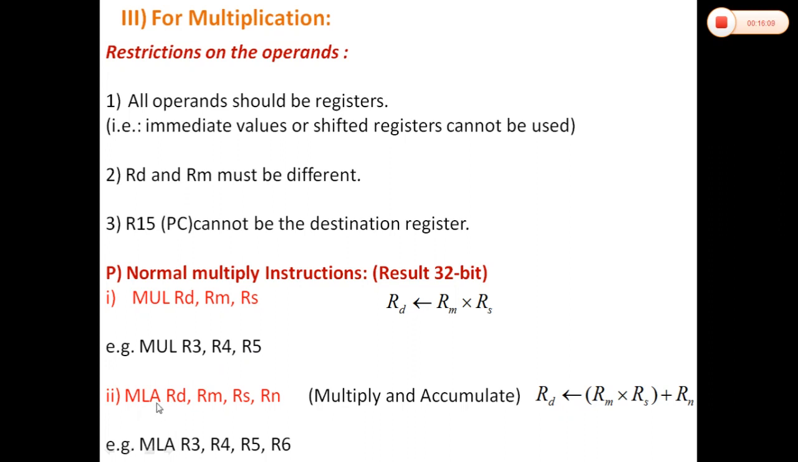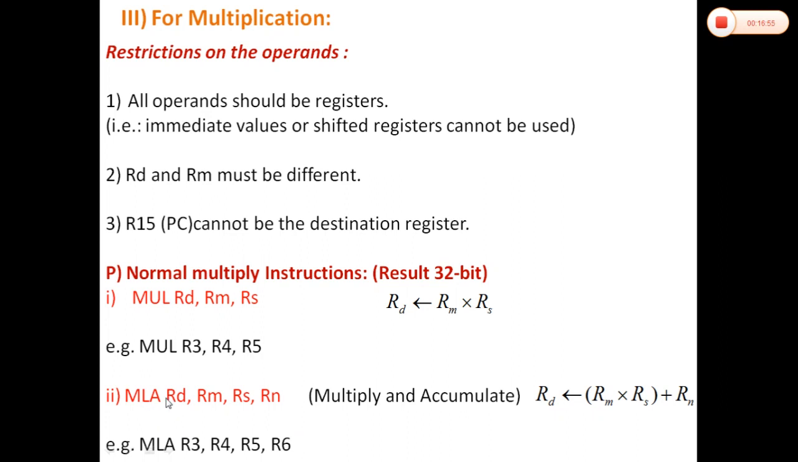Another instruction is the multiply and accumulate instruction. It has 4 operands and its operation is typically like this. It multiplies Rm and Rs, adds this product to the third register Rn, and the result is finally stored in the fourth register Rd. So this is a sort of instruction which allows you to perform, say, running totals. Price times the number of articles is added to the current total to obtain the final total. So that type of running total can be directly performed using this instruction.